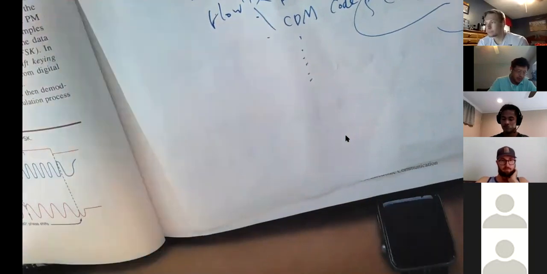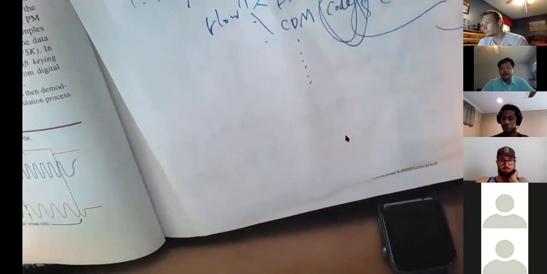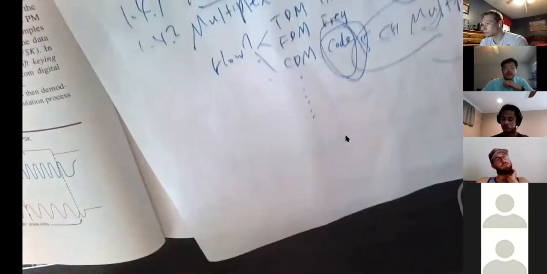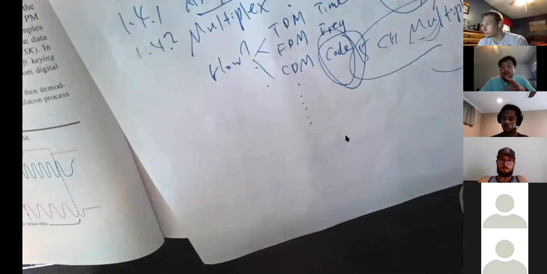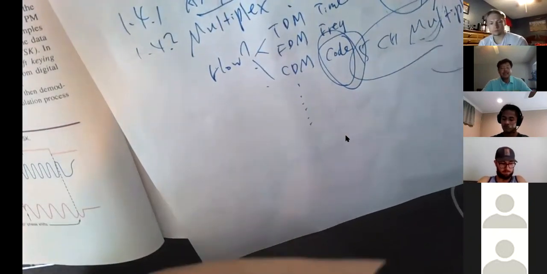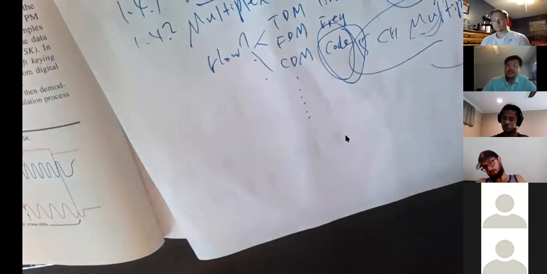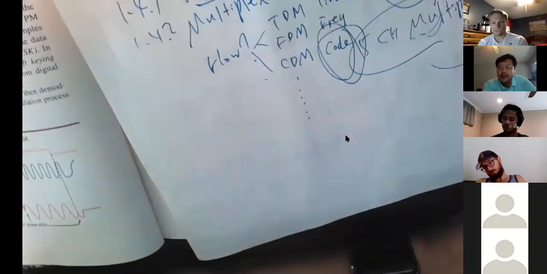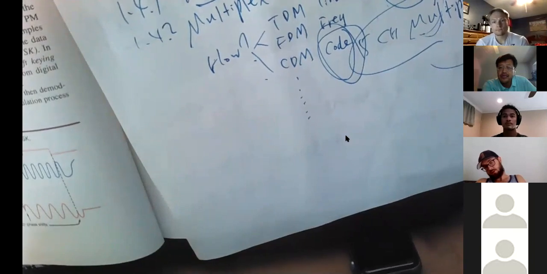CDM means code. The first letter C means code. It's code division multiplexing. I always use this analogy. For example, we have 6 people here. I will talk to Austin using English. So I will speak English, Austin will speak English. So we talk.